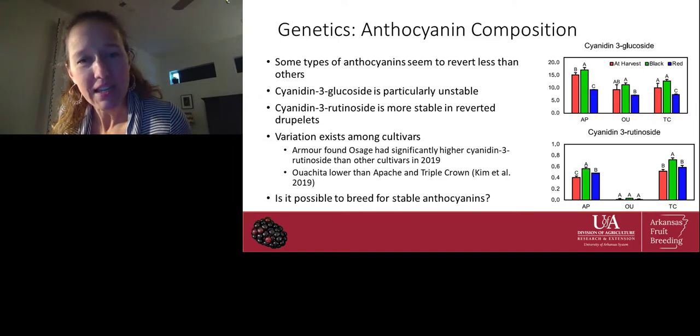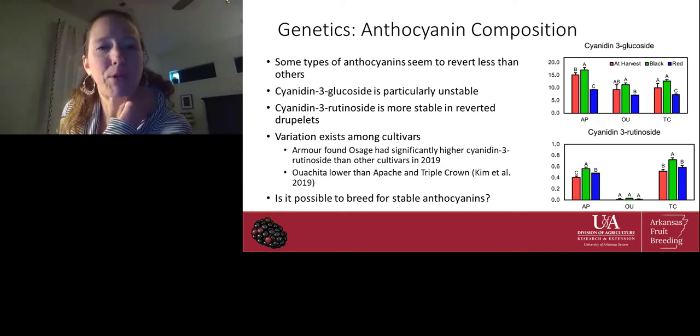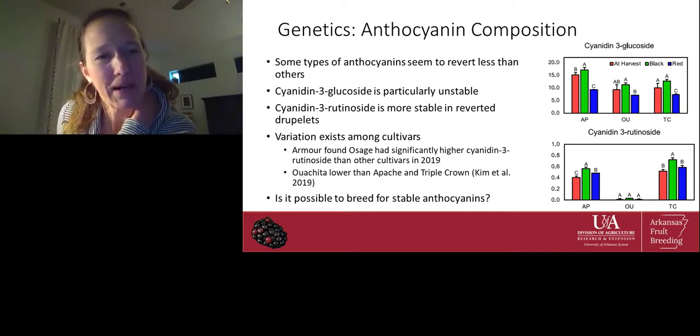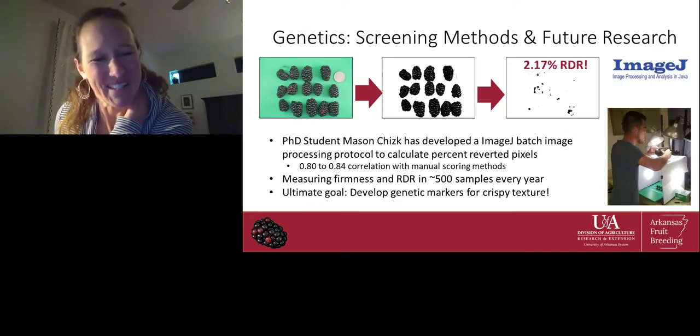And you can see that this is losing some of its anthocyanins in the blue compared to the green, but the rutinoside is retained a lot better than the cyanidin-3-glucoside. So my question is, would it be possible to breed for stable anthocyanins and increase cyanidin-3-rutinoside in blackberries? And that's something that I can work on over the next 10 or 20 years.